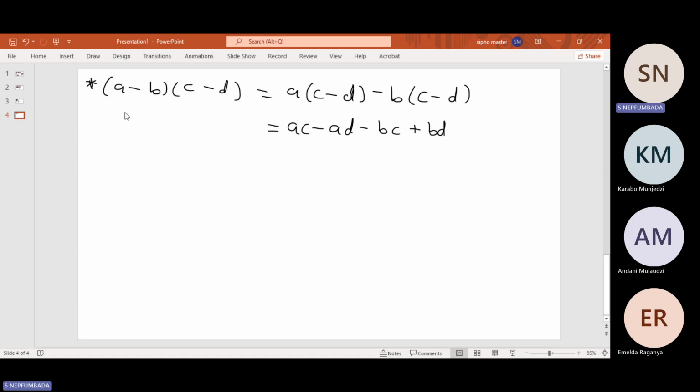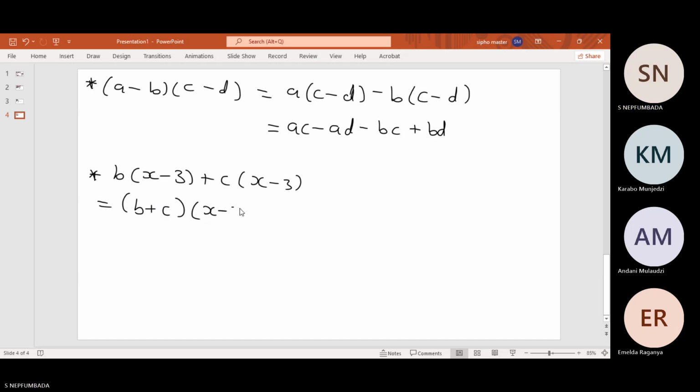Okay. So now you must also know the rule that states, let's say we've got b into (x minus 3) plus c into (x minus 3). If we've got two things that are the same inside the bracket, we group the coefficients and we take the other bracket as one. Then we're done. Are we fine? Yes.